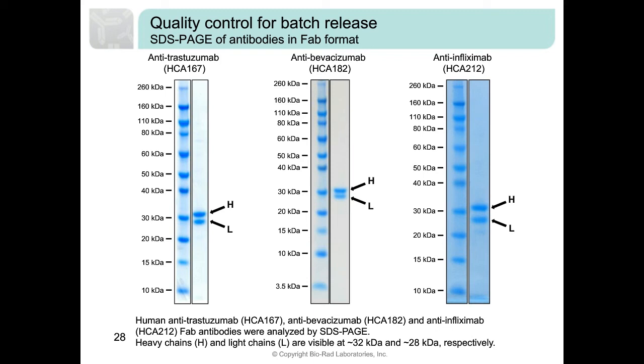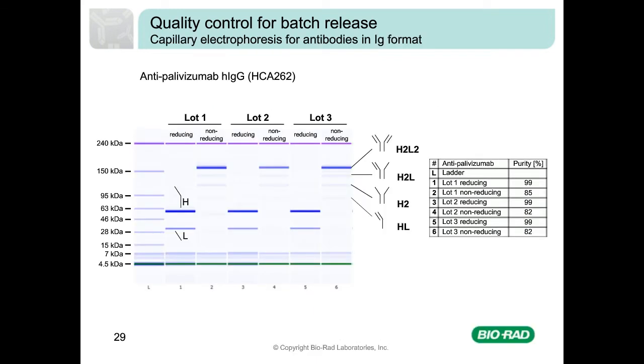3 different lots of human anti-palivizumab human IgG, which is catalog number HCA262, were analyzed by capillary electrophoresis. Samples were denatured and run under reducing as well as non-reducing conditions. Heavy chains and light chains under reducing denaturing conditions are visible at about 50 kilodalton and 30 kilodalton respectively. Whole IgG molecules, H2L2, are visible at 150 kilodalton under non-reducing denaturing conditions. And these 3 lots show very similar purity.